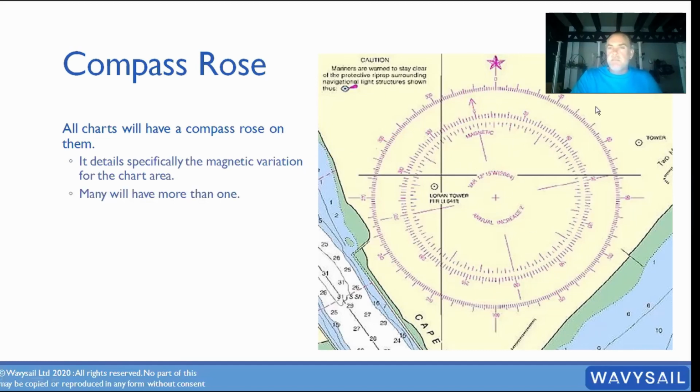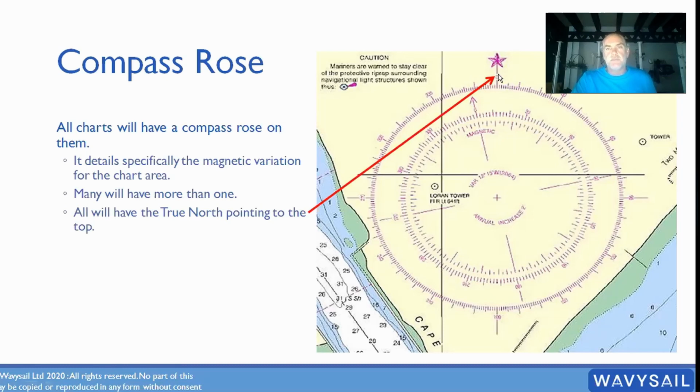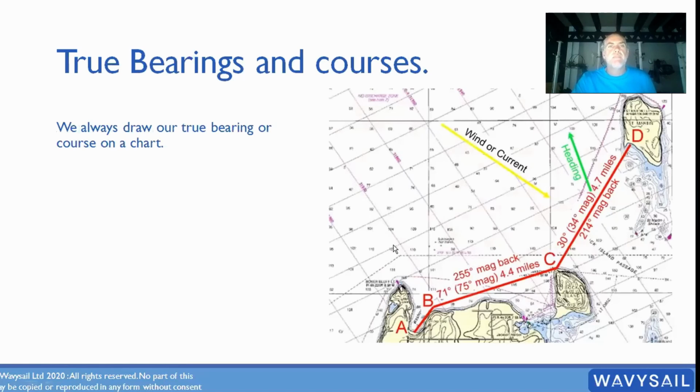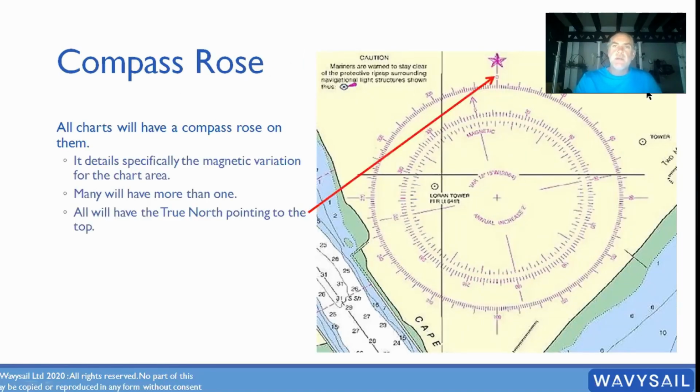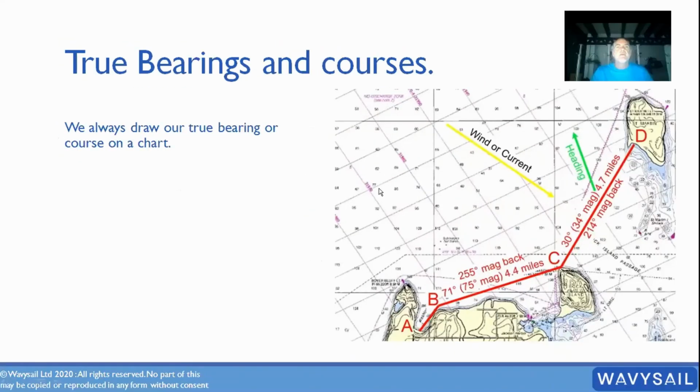Many charts might well have more than one magnetic rose, because there might be more than one magnetic influence on a certain area. Large scale charts might have lots. A true north at the top, pointing the top of the chart. So true bearings and courses. So taking into account that everything at the top of the chart is true north, true bearings and courses is what we use on charts.